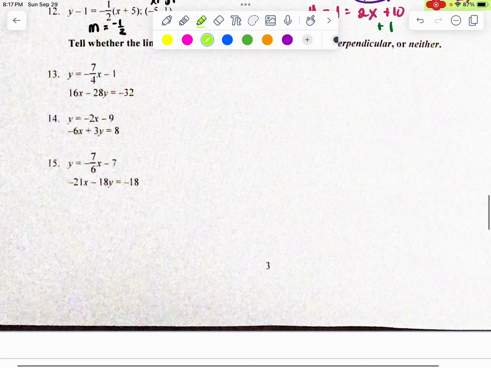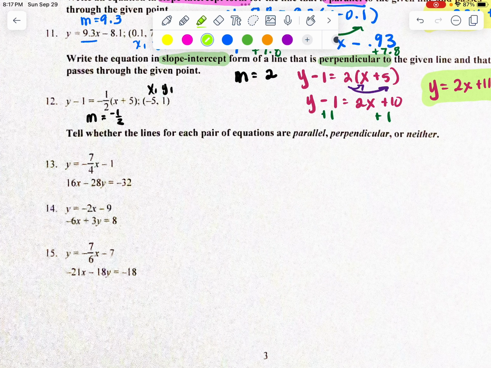The last three are, hey, are these two parallel, perpendicular, neither? I'm going to expect to see the slope on all of these. So if you just write the word, we're not going to take it. Okay, I need to know that you know what the slope is. So like obviously the slope of this one is a -7/4, right? Super easy slope-intercept form. The slope of this one is -2. The slope of this one is a -7/6. Right, we can see the slopes of those super duper easy.